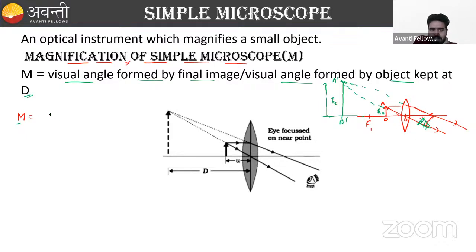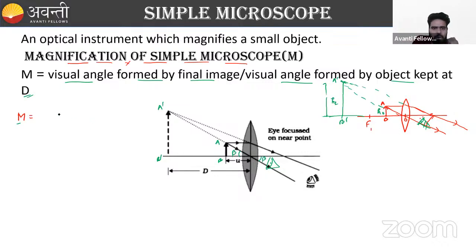So if we consider the final image, this is our final image, correct? And suppose this is our eye, and we consider our eye at this point also, correct? So the height of the object is AB, and this image is A dash B dash. Then what is the angle subtended by the image at our eye? If this angle is beta, then by the vertically opposite angle concept, this angle is also beta. So the angle subtended by the image at the eye of the observer is beta.